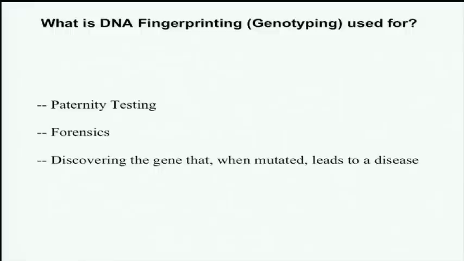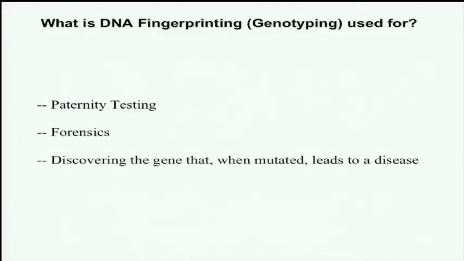One situation is paternity testing, or trying to determine the parents of a child. Another situation is forensics. So let's say there's a crime scene and a hair or a piece of skin is found at the scene of the crime. You could isolate the DNA from that sample and figure out who the person was who left that sample there.